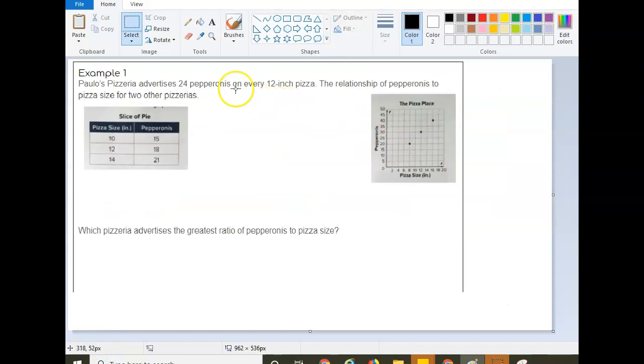All right, for this example, okay, if I look at this question, it says, which pizzeria advertises the greatest ratio of pepperonis to pizza size? Okay, so I would like you to go through the table, the story problem, and the graph and find me the ratio in each. Okay, pause it, do it. And then I'm going to go ahead and start. Paulo's Pizzeria advertises 24 pepperonis on every 12-inch pizza. Okay, and then we have the other 2 places. So let me write Paulo.